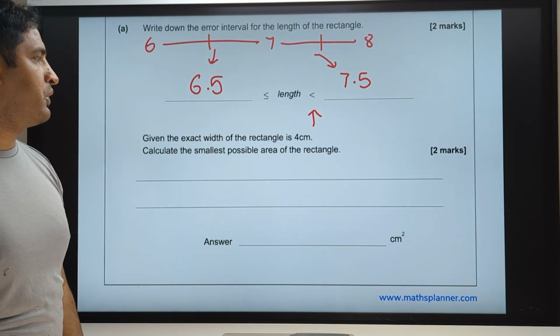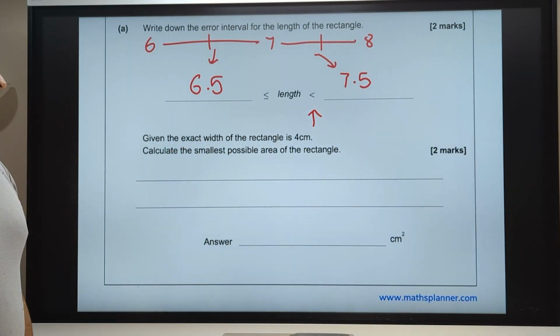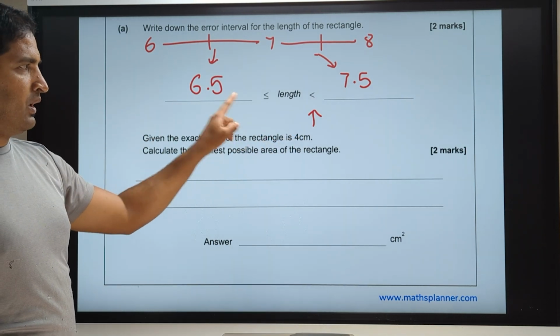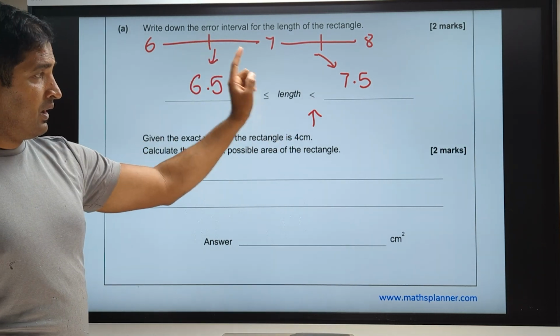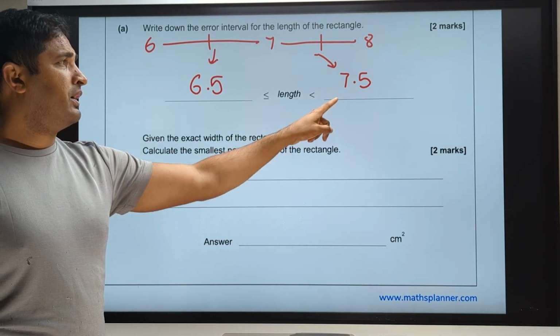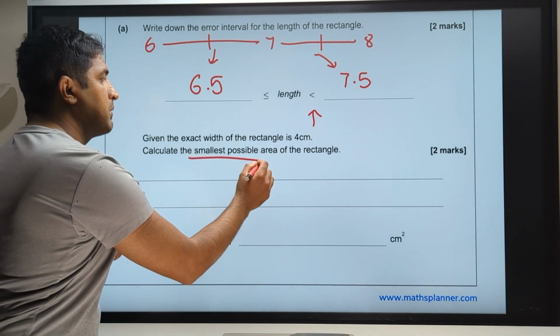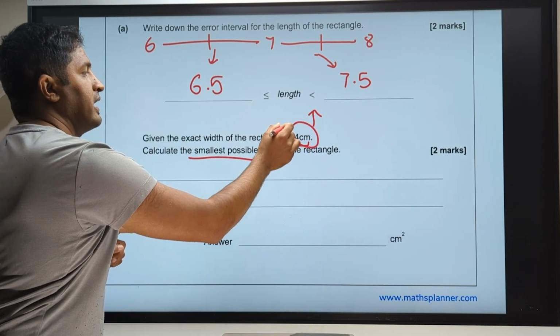Given the exact width of the rectangle is 4 centimeters, calculate the smallest possible area of the rectangle. So the smallest possible area comes from 4 times 6.5. Because it could have been 6.5, the height or the length, or up to 7.5. But we're looking for the smallest possible value. So this is the exact answer.